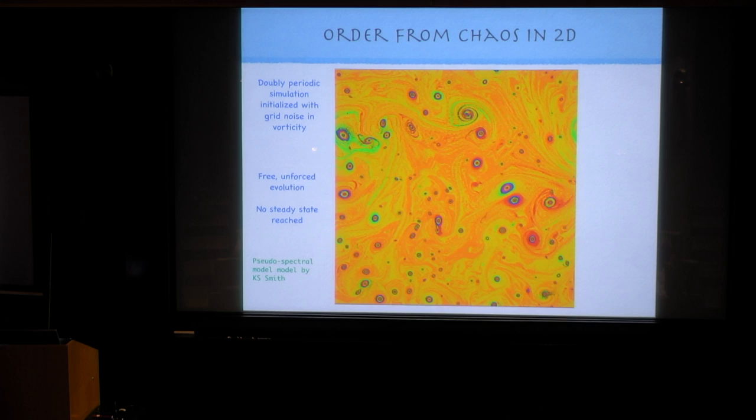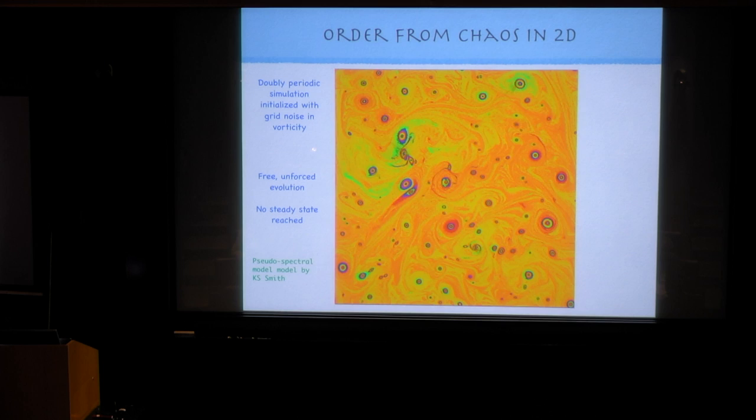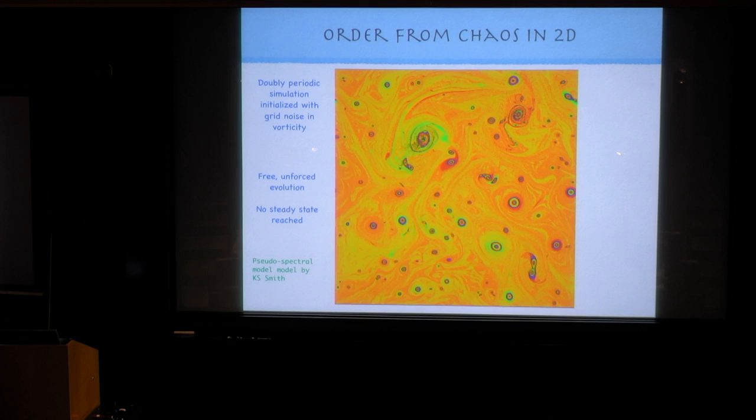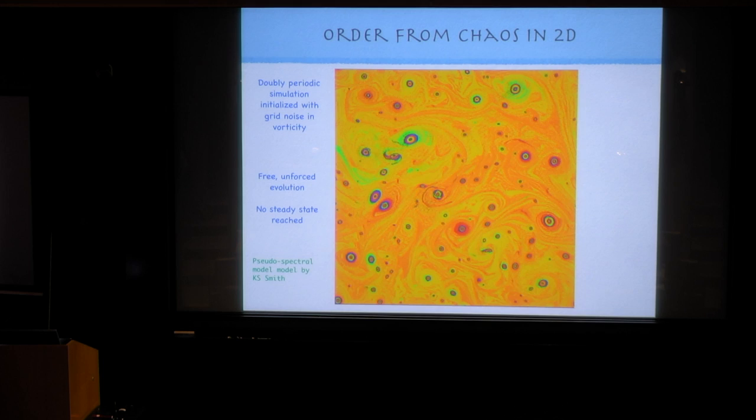Is there friction in this calculation? This is freely evolving from that grid noise. If you had friction, there would be an arrest scale here. There is none. Yeah, the arrest scale was now. Now it just runs backward in time. There is no large-scale dissipation in the system.